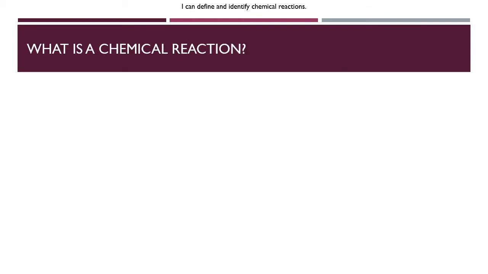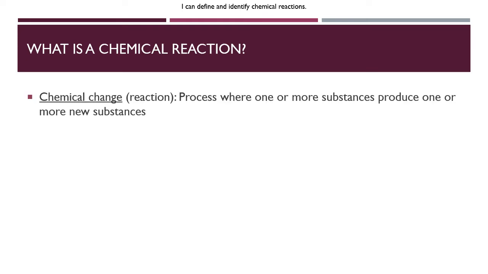So jumping right in here. What is a chemical reaction? Well, a chemical change or a chemical reaction, and those two terms are identical. Okay? A chemical change is a chemical reaction, vice versa. It's a process where one or more substances produce one or more new substances.